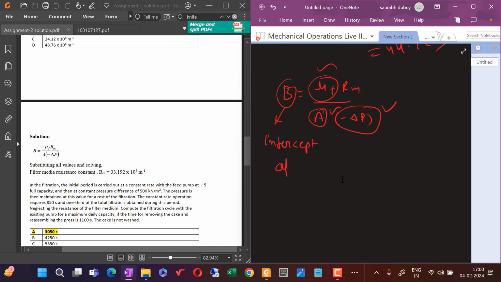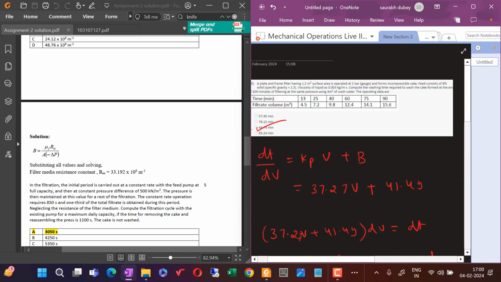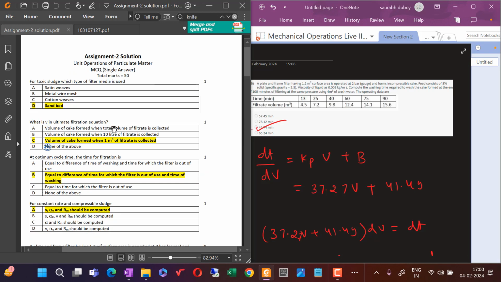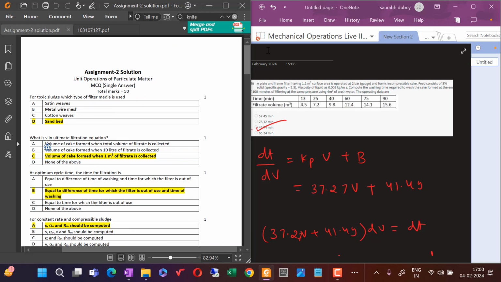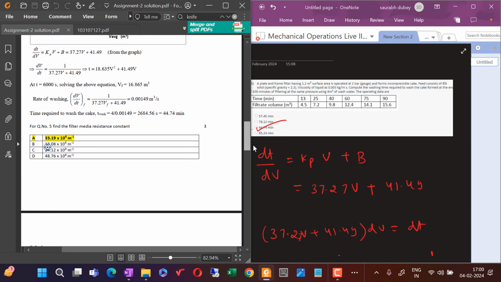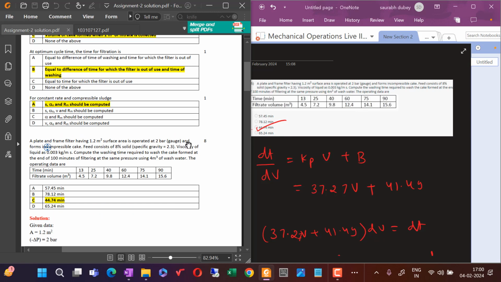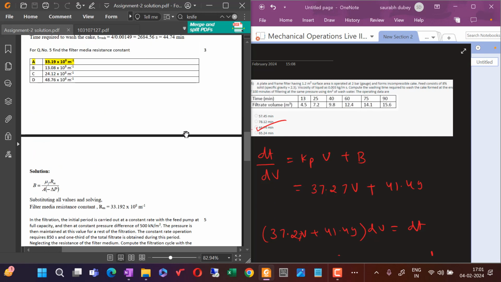Intercept of what? dt by dv versus v graph. In this graph I am talking about the dt by dv versus v graph. And when you see this, the value of rm comes out to be 33.19 into 10 to the power 8.